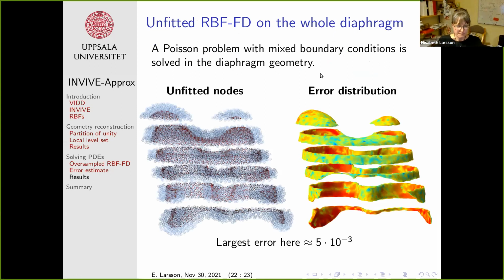This is another example. Here we have used the unfitted RBF-FT method on the 3D diaphragm, but the problem here is just a Poisson problem right now, using mixed boundary conditions. So the unfitted nodes, you see the blue ones are outside, the red ones are inside. And the error is larger on the inside because this is where the Neumann boundary condition is applied, and this is a typical behavior. But also in these experiments, although they are a little bit too simple, we got very nice high order convergence rates, so that is good.